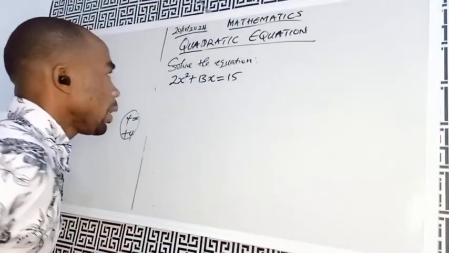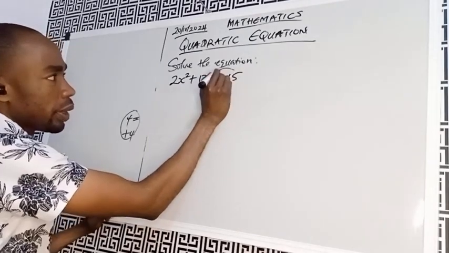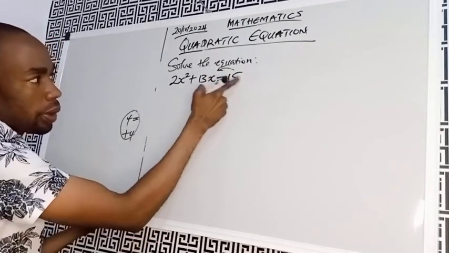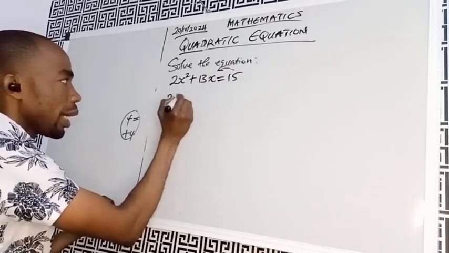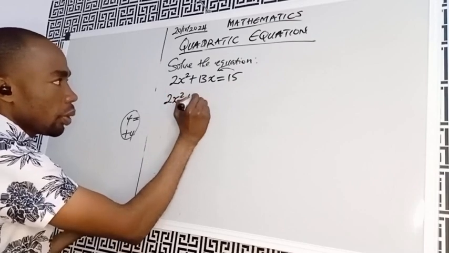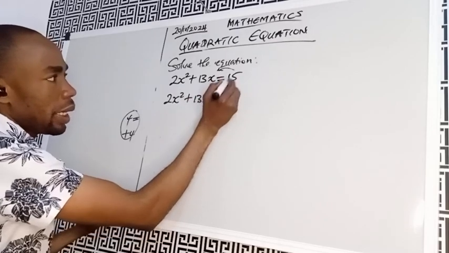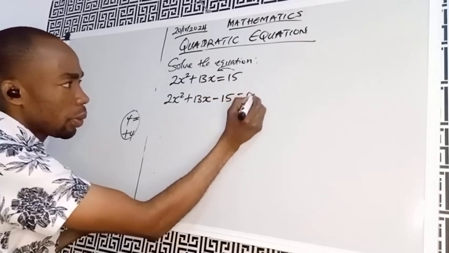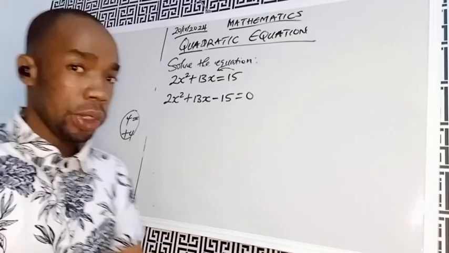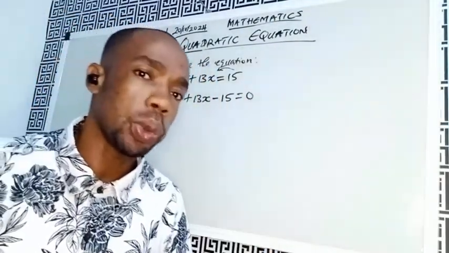All right, now what we do is to cross this 15 to this side, so that we have 0 here. So we have 2x squared plus 13x. Then this 15 coming here is going to be minus 15, equal to 0. So we just cross the 15 to this side, so that the other side will be equal to 0.